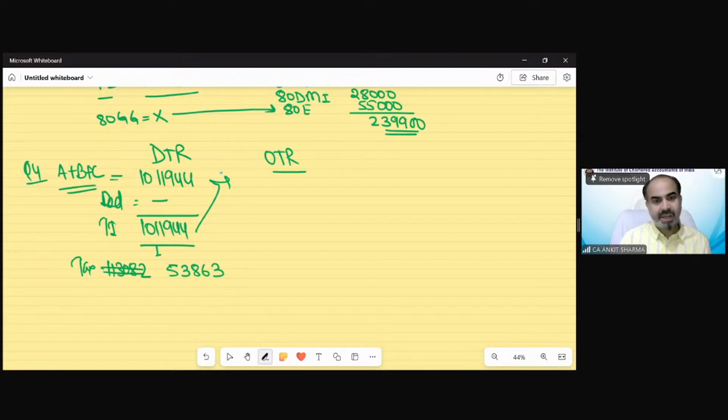No rebate is applicable. No surcharge is applicable. This is including cess. The tax would be 51,791. The 4% cess would be 2,072. So this would be your tax liability.